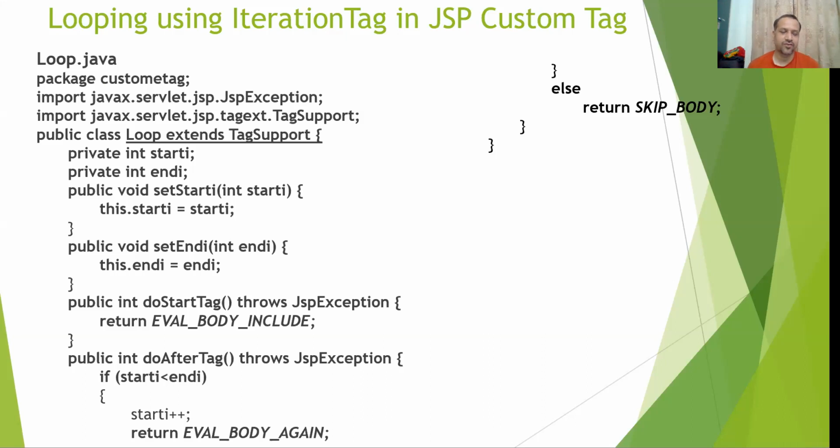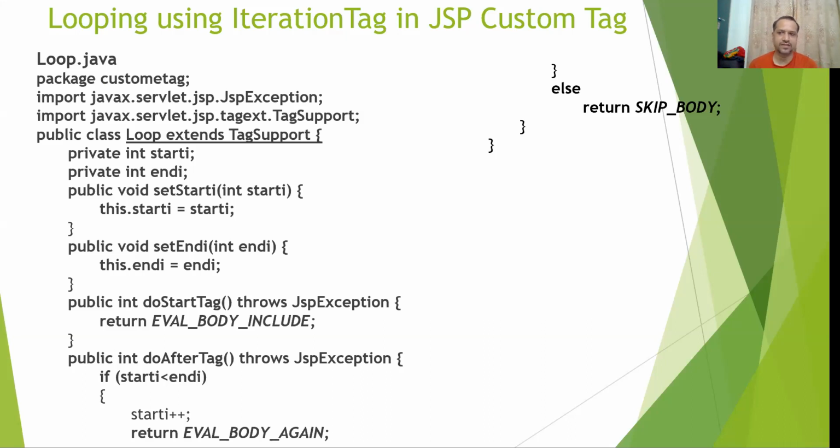Now the public void setStart(i) method. That is the one variable that I have created: private int start, and private int end.